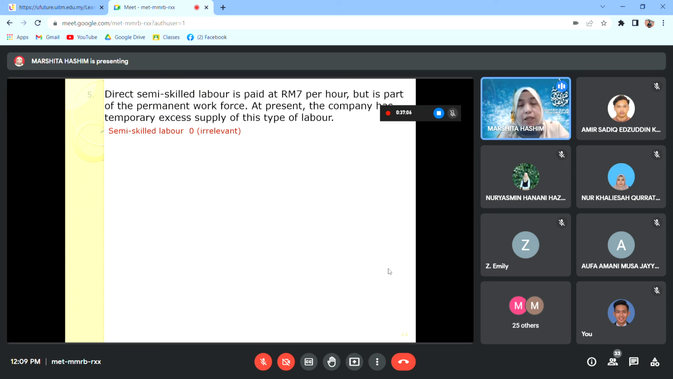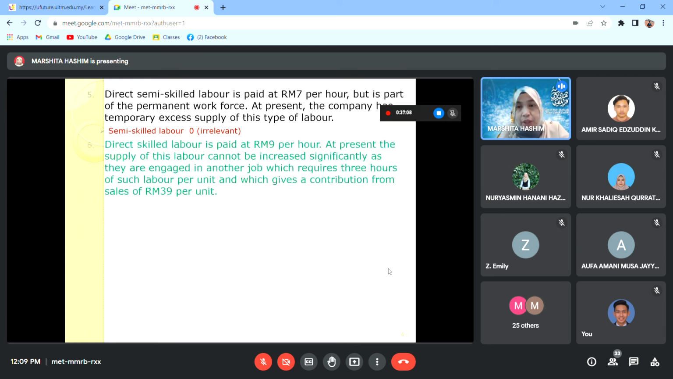Okay, number 6, direct skill labor is paid at 9 ringgit per hour. At present, the supply of this labor cannot be increased significantly as they are engaged in another job, which requires 3 hours of such labor per unit and gives contribution 39 ringgit per hour. So contribution margin per hour is actually 39 divided by 3, 13 ringgit. So direct skill labor, 1 unit requires 1 hour. You produce 200 units means 200 hours. Okay, 200 hours.